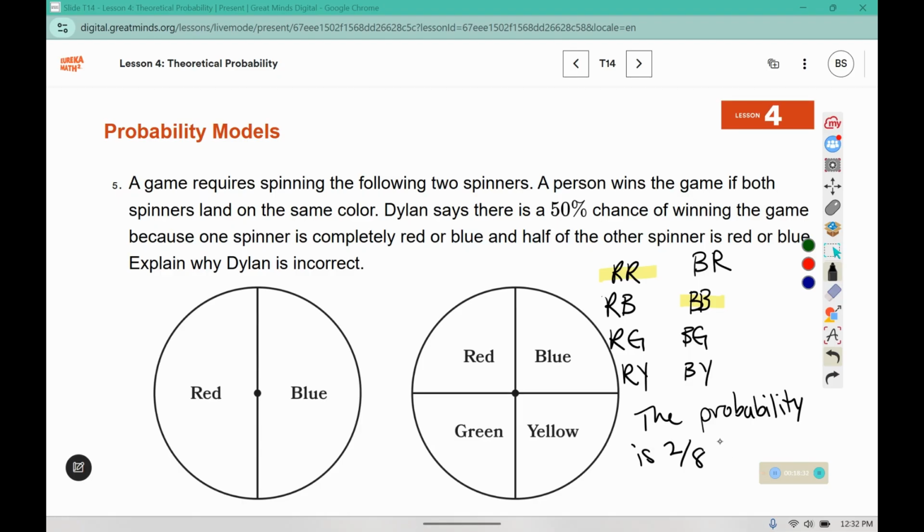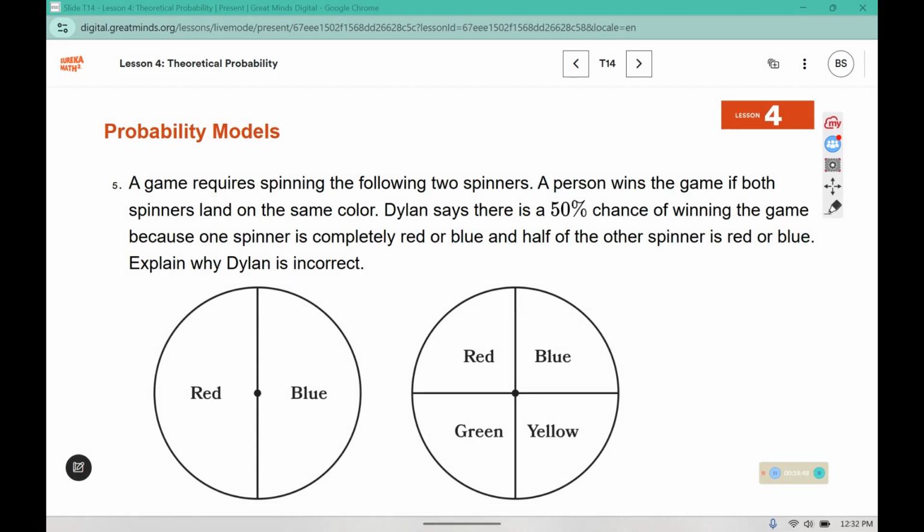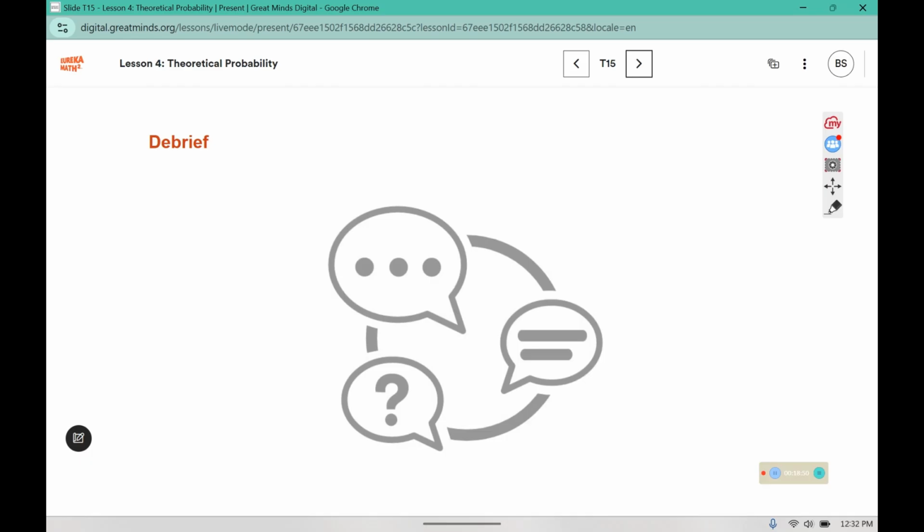That's not 50%. 2 out of 8, which is 0.25 or 25%. There were only 2 out of the 8 possible outcomes where they land on the same color. That is a glimpse at theoretical probability, what we would expect to happen in comparison to our experimental probability like we saw in the previous lesson.